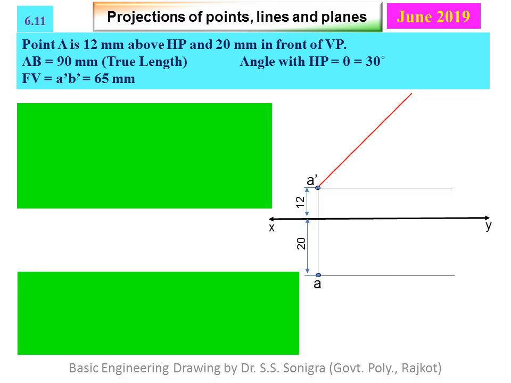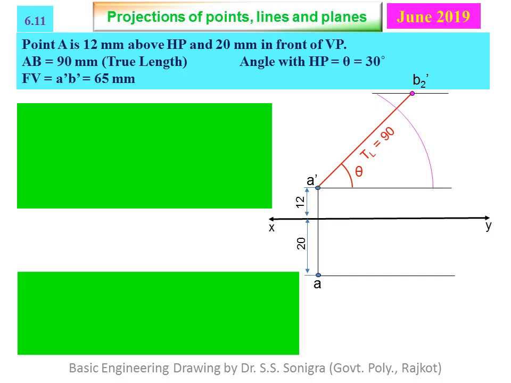Here angle with HP is given. So always angle with horizontal plane is to be drawn from front view. So from point A dash, draw a line at an angle of 30 degree, and the length of this line is given as 90 mm. So at a distance of 90 mm from point A dash, mark a point, that is point B2 dash. So A dash B2 dash is 90 mm, that is true length, and angle of this true length with XY line is theta, that is given as 30 degree. This is given data.